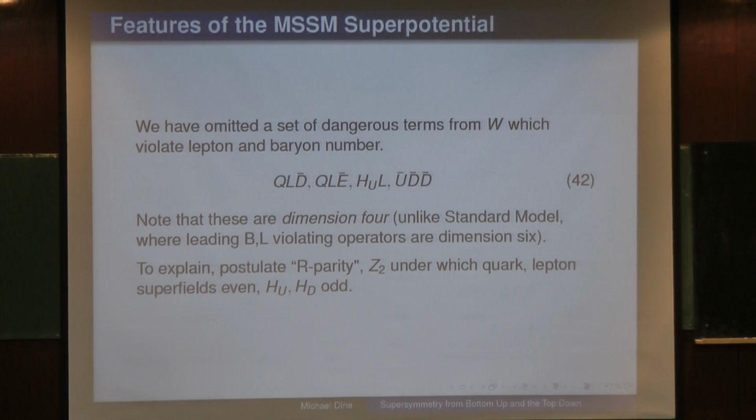Now we've omitted a dangerous set of terms from W, which we started to talk about at the end. We have terms which violate baryon number. This is a delta B equals 1, delta L equals 0. These other terms violate lepton number, delta L equals 1. They're all delta L equals 1 or delta L equals -1.